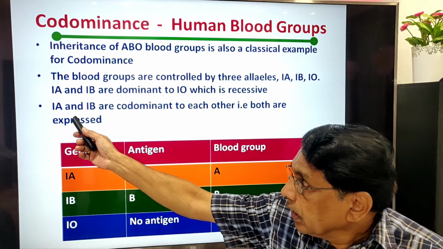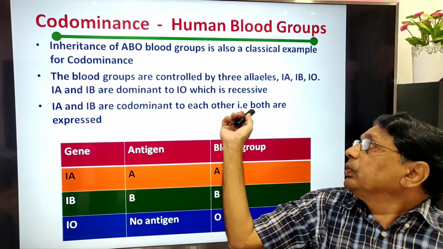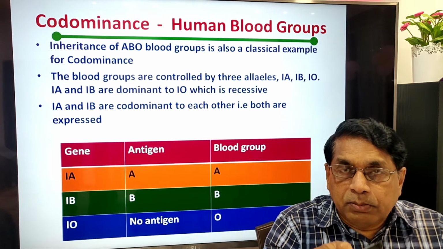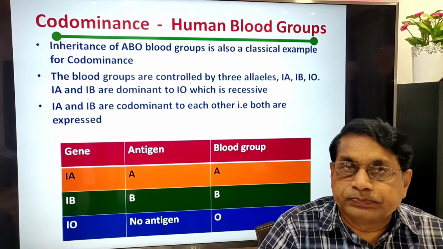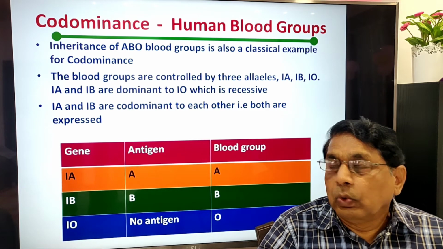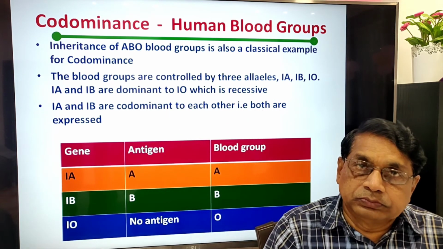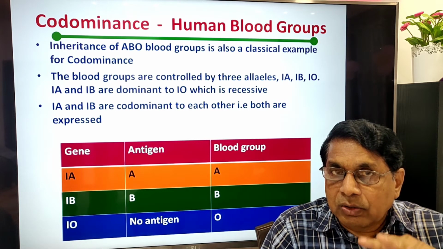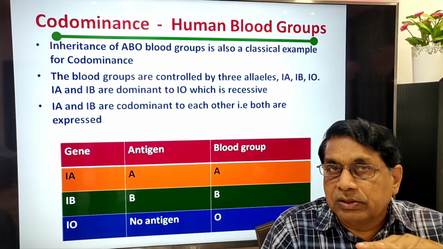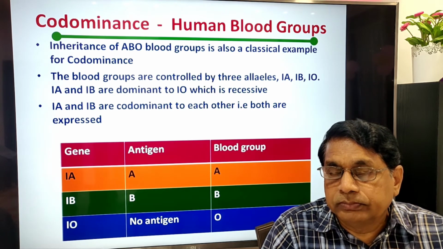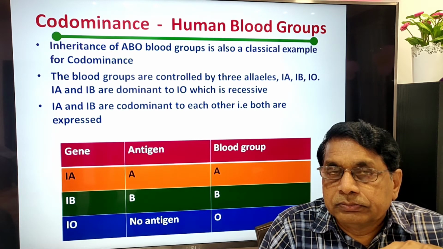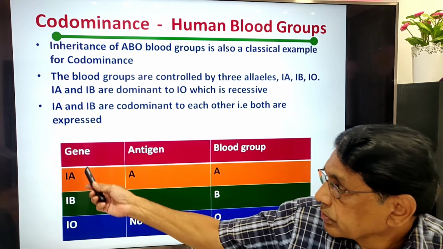Now, A and B are codominant to each other. Suppose A and B genes are together, both are expressed. O is recessive. Three alleles, remember, in blood groups with regard to dominance and recessiveness: A, B, O. A and B are codominant.